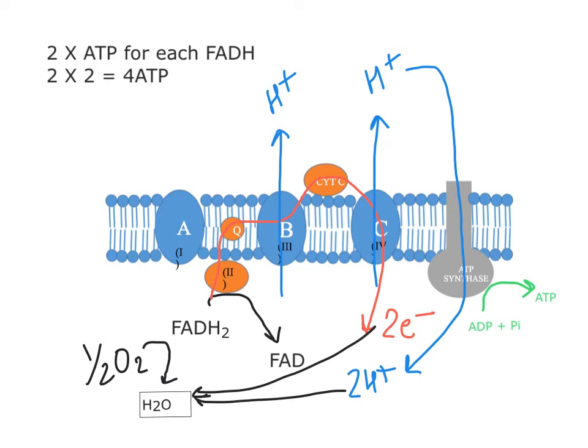That means that for every FAD we have, we can only make 2 ATPs, not 3. Again, that's theoretical, but it's easy to get your head around that, to just imagine, because it comes in on carrier 2, it can only pump 2 protons, not 3.